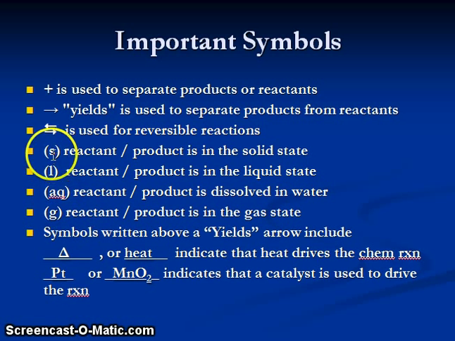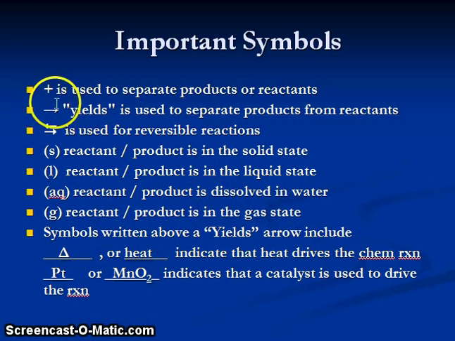When we write S like this in parentheses with a reactant or product, it means that we have a chemical substance in the solid state. L is for a reactant or product in the liquid state. AQ means that we have a reactant or product dissolved in water. G is for gas.